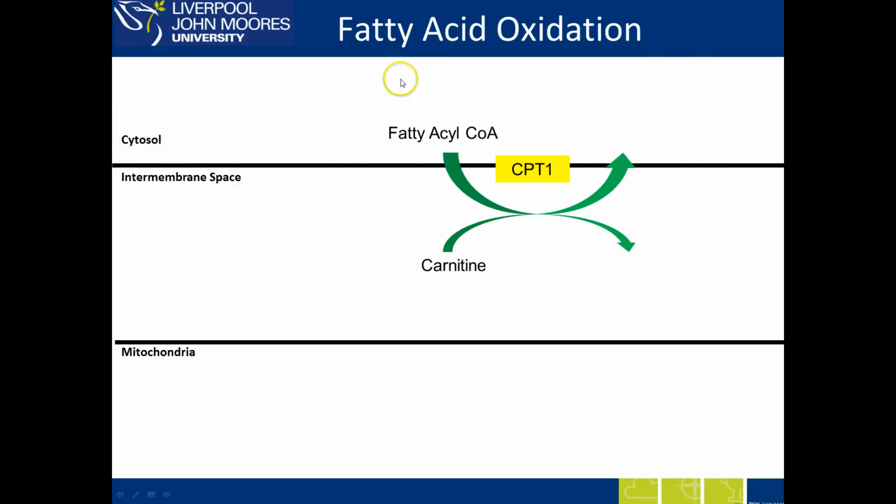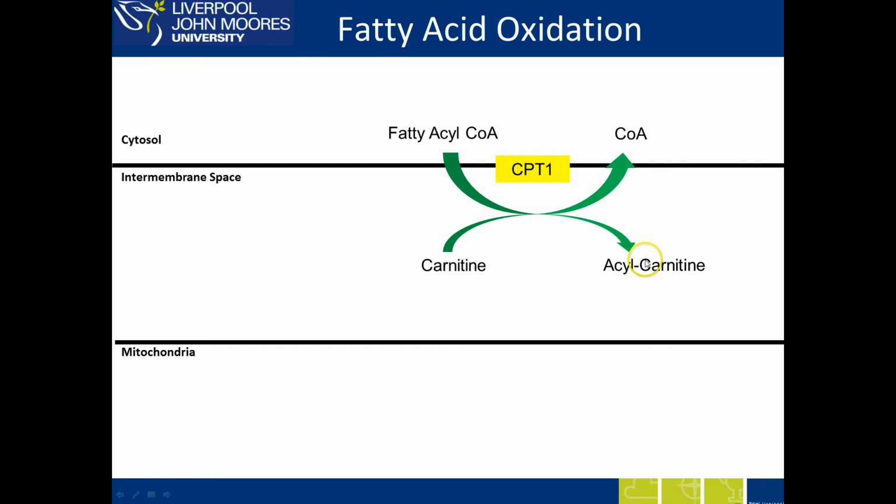So in the cytosol, we have fatty acyl-CoA, and carnitine sits within the intermembrane space. So here we have the mitochondrial outer membrane and the mitochondrial inner membrane, and then this is the inside of the mitochondria itself. So CPT1 sits at the outer mitochondrial membrane, and it allows fatty acyl-CoA to bind with carnitine to form acylcarnitine and coenzyme A.